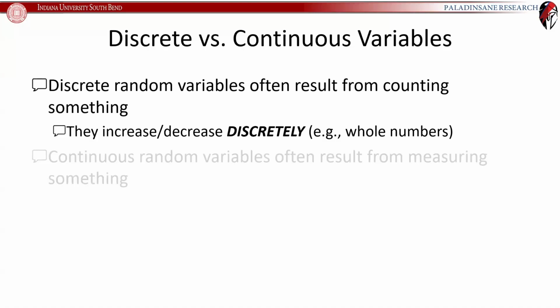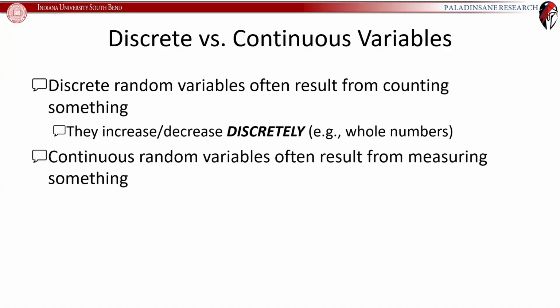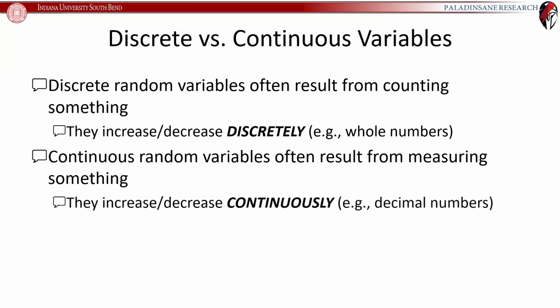Now, the other type of variable is the continuous random variable, and this one often results from measuring something. And again, straight there in the name, they're called continuous random variables because they increase or decrease continuously, and they're often expressed by decimal numbers. So you can score 10.5 on a continuous random variable. You can score 10.54. Technically, you can score 10.5418243427 on a continuous variable because they increase or decrease continuously.